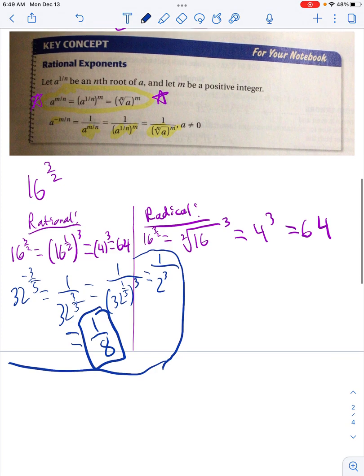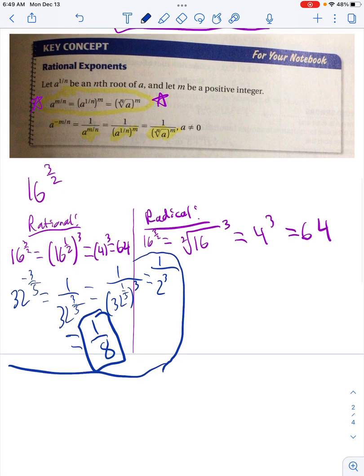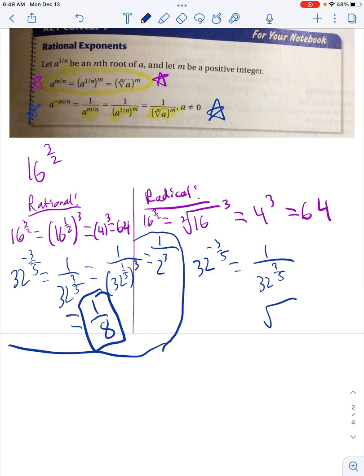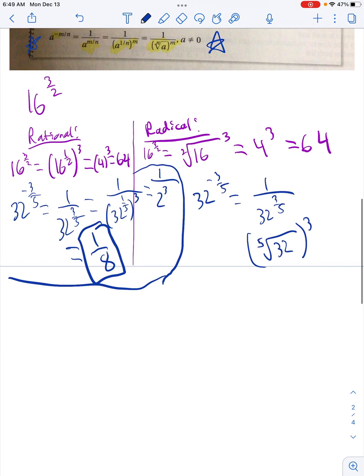Kind of went over the line there, but that's okay. Let's do it the radical way. So again, 32 to the negative 3/5. Going to use this property this time to manipulate my data. So negative exponent, put it down below. Then I'm going to bring this denominator, and that's going to be my 5th root, my index. And then I'm going to put the exponent outside here. Again, the 5th root of 32 is 2. Oh, I forgot that it is all under 1. 2 to the 3rd equals 1/8.